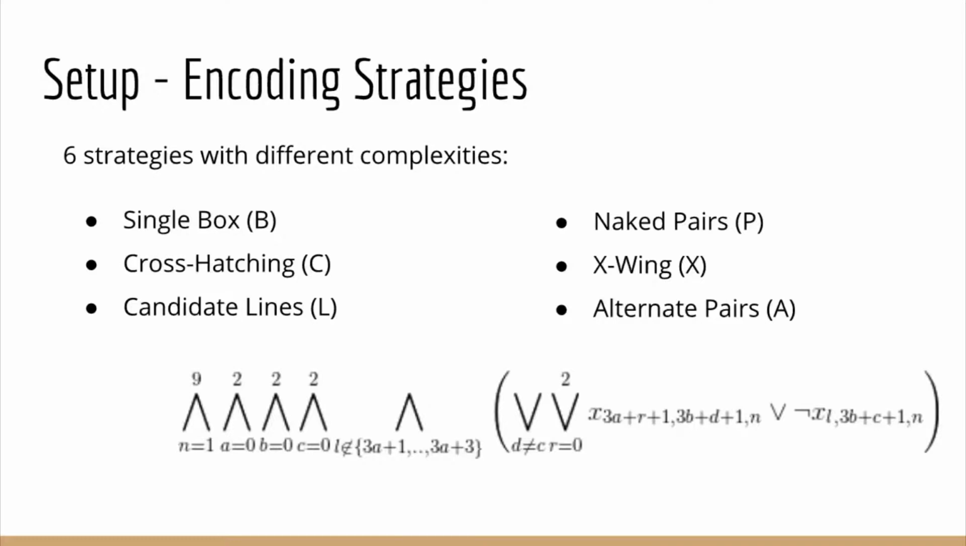Thereafter, we implemented in propositional logic 6 different human strategies. In order of complexity, they are single box, cross-hatching, candidate lines, naked pair, X-wing, and alternate pairs. In order to accomplish this task, we first translated their definitions into implications, and then we transformed them into conjunctive normal form. For example, this formula shows the encoding of the candidate line strategy. The inside of the parentheses represents the implication, while the external conjunctions represent every possible number to consider and every possible place where the rule can be applied.